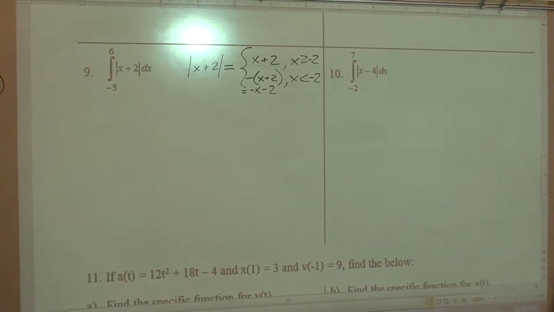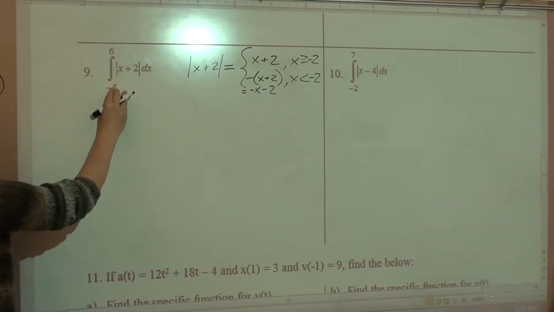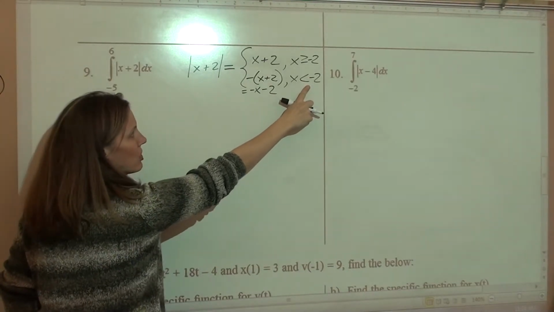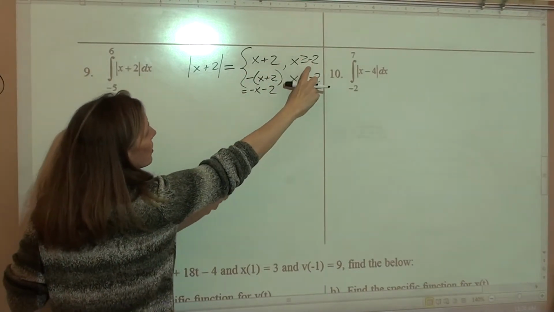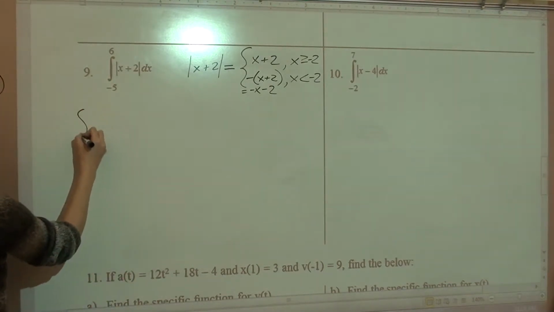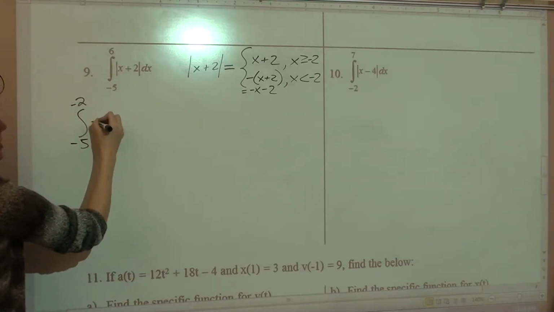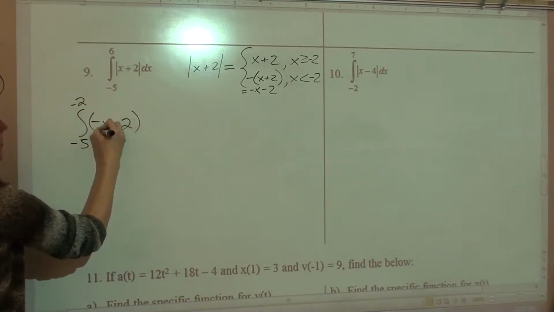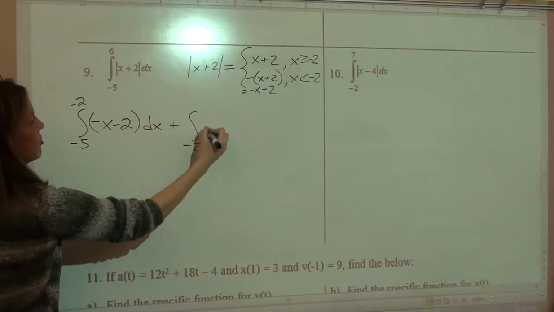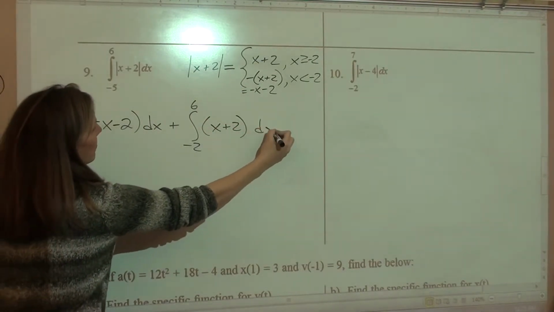Okay, here's the thing now. We have this integral from -5 to 6. But this function is valid for all x's less than -2, and this is our function we use for all the x's bigger than -2. So we have to split up the integral, and we do an integral from -5 to -2 of the function that applies for that interval, plus the integral from -2 to 6 of the function that applies for that interval.